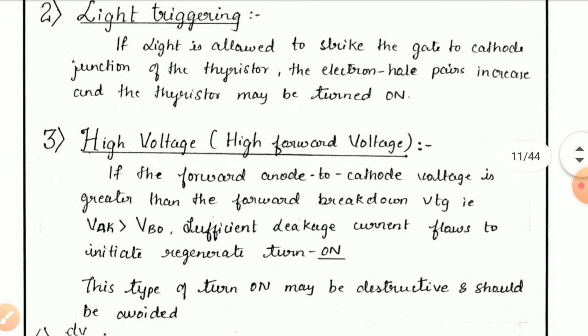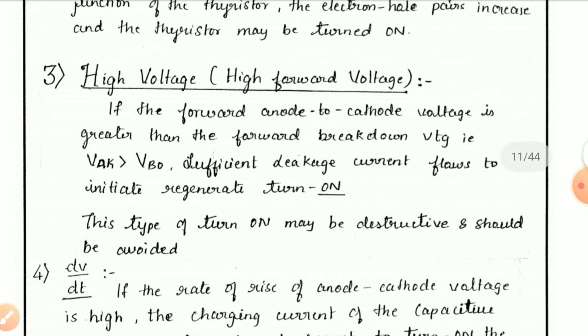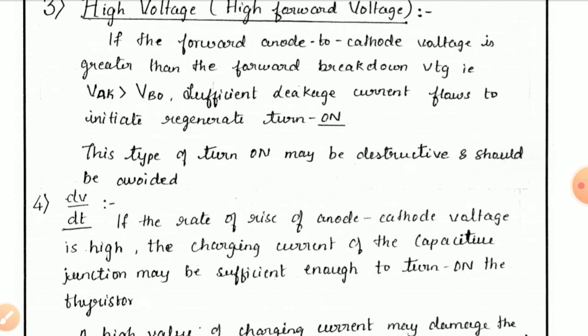Next is high voltage, or forward voltage turn on. What happens here is, if the anode to cathode forward voltage is greater than the forward breakdown voltage VBO, then a sufficient amount of leakage current flows to initiate the regenerative turn on.